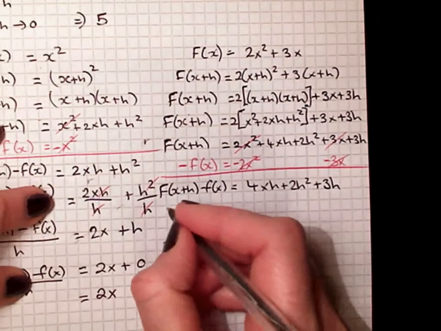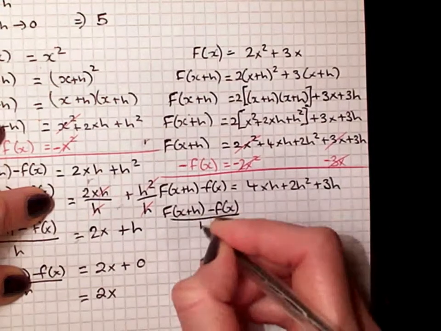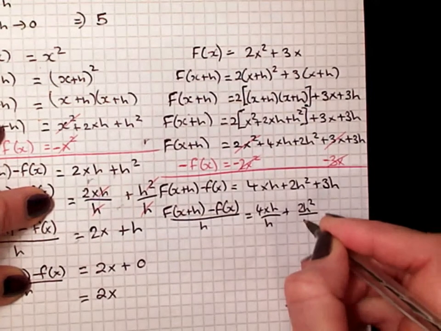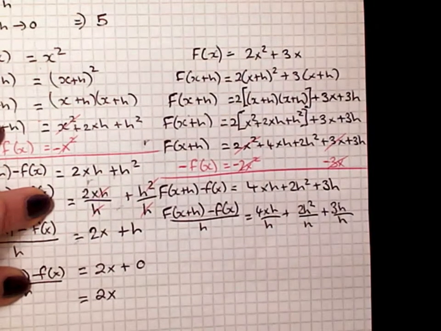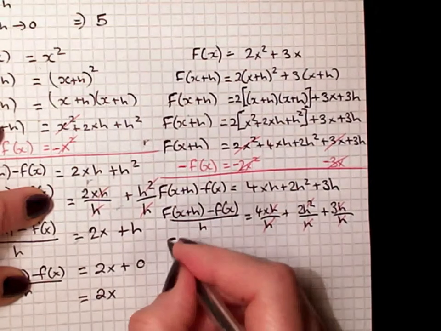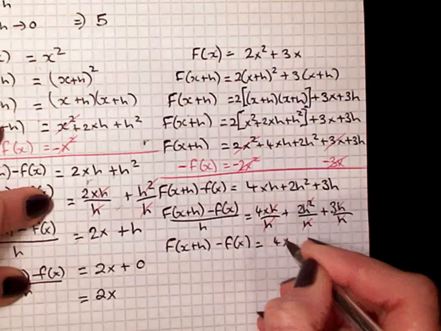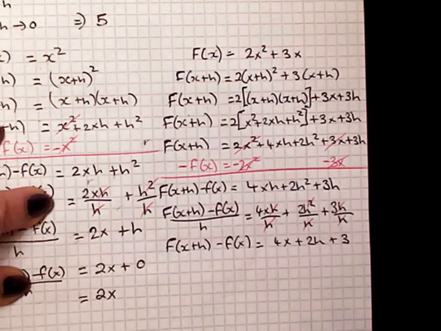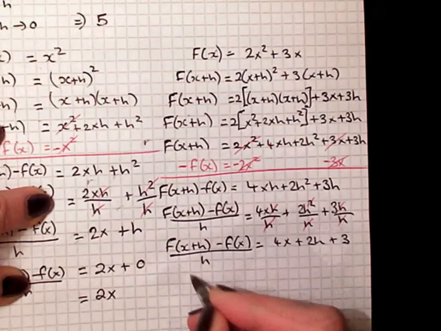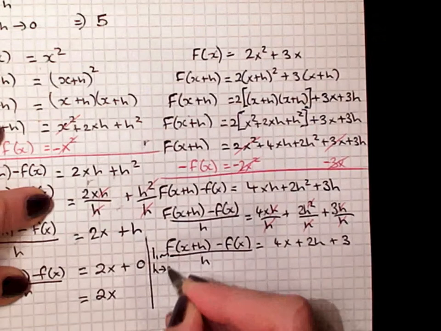Step 3, divide by the change, which is h. So it's 4xh, remember taking each term individually, plus 2h squared divided by h plus 3h divided by h. Cancel where you can. So we're left with f of x plus h minus f of x divided by h is equal to 4x plus 2h plus 3. Okay, and now it's the limit as h tends towards 0.